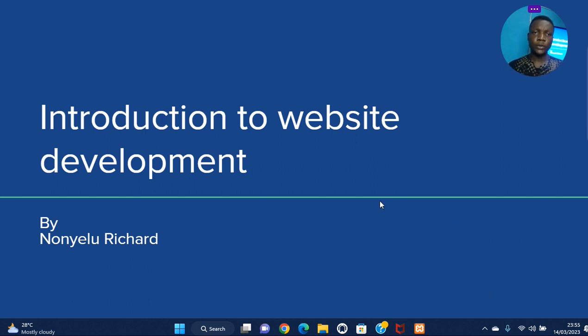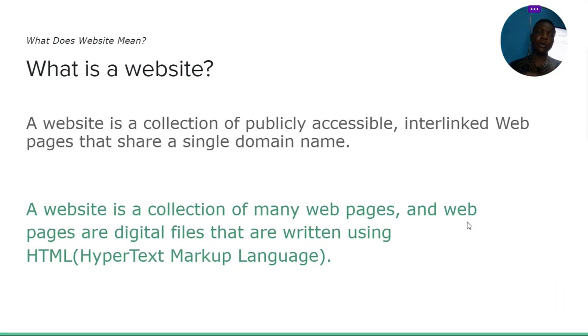In this field of web development, it is key to understand what a website is all about. A website is just a collection of publicly accessible and interlinked web pages that share a single domain name. These publicly accessible, interlinked web pages are written in a language known as Hypertext Markup Language, HTML.